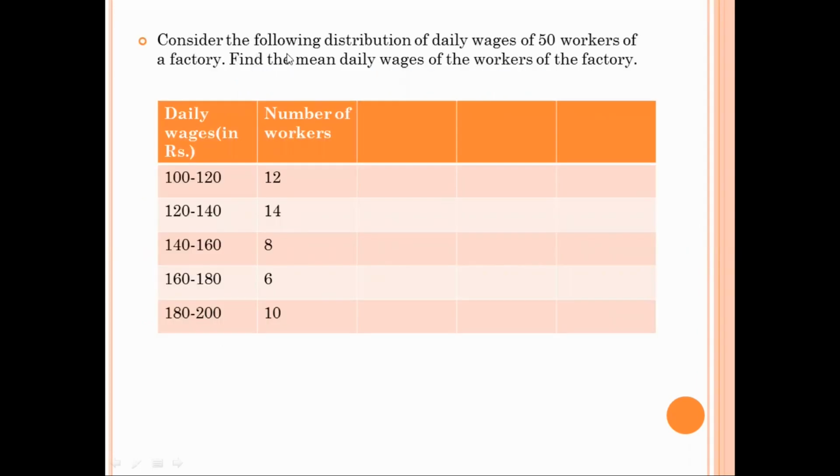Here the question is: consider the following distribution of daily wages of 50 workers of a factory. We have to find the mean daily wages of the workers of the factory. So these are the daily wages, that is the range, right? 100 to 120, that is your class interval. And what is the range? That is 100 is minimum value and maximum is your 200. So range is your 200 minus 100, that is 100. So this one is your class interval and this one, number of workers, is your frequency.